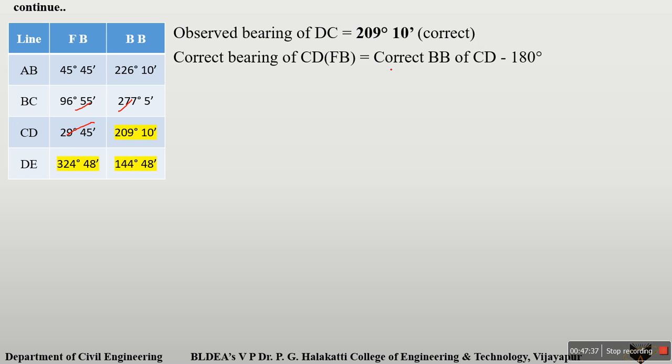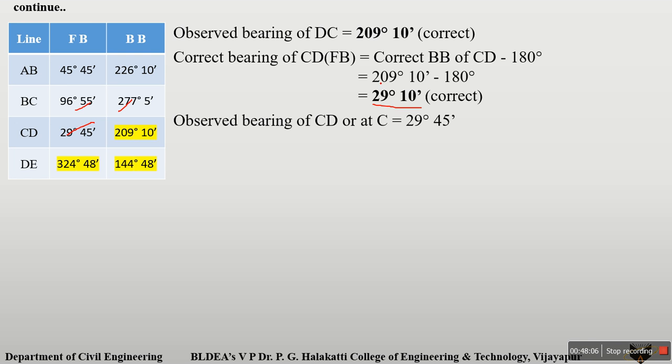that is fore bearing, correct bearing, back bearing of CD minus 180 degree. So back bearing is 209 degree minus 180 degree. Simplify this one, we'll get 29 degree 10 minutes. This is our fore bearing of CD. This value is correct. Clear? Then now observed bearing of CD at C is equal to 29 degree 45 minutes.